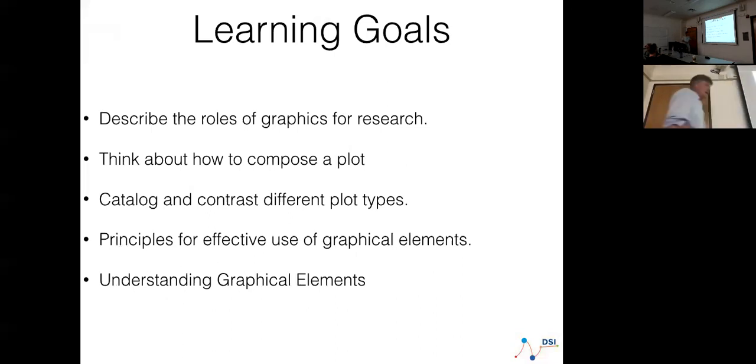So color, how do you use color? And these things actually have some principles. We tend to do them by, that works, or that's what the software did, so why not? Hopefully the software embodies good defaults, but not always. And then we'll actually talk about graphical elements.